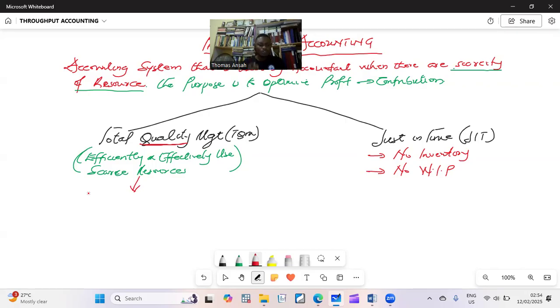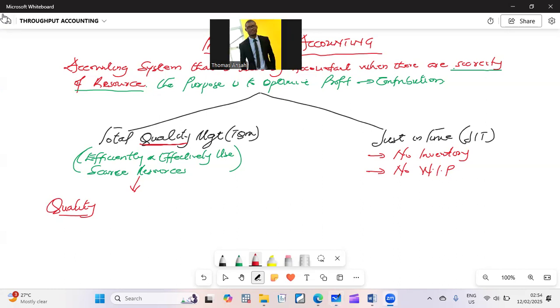And so when you look at quality management, total quality management, we are going to separate it small and talk about quality. What is quality? We need to understand what quality is, and then we will look at the whole thing of quality management, all right? The whole concept of quality management that we are talking about.